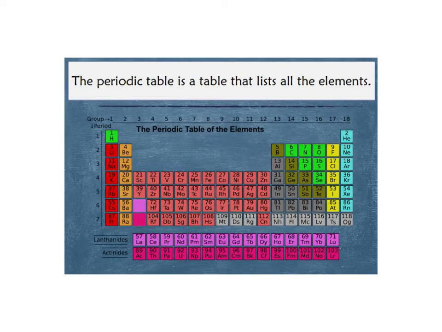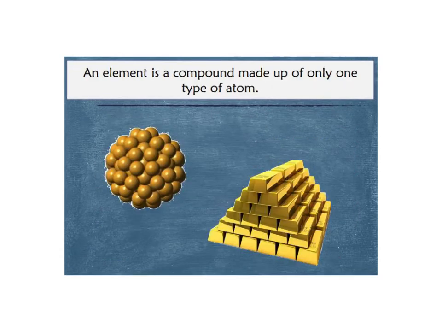The periodic table is a table that lists all the elements. An element is a compound made up of only one type of atom. So, for example, the one that is here is gold. So, gold is going to have only gold atoms.